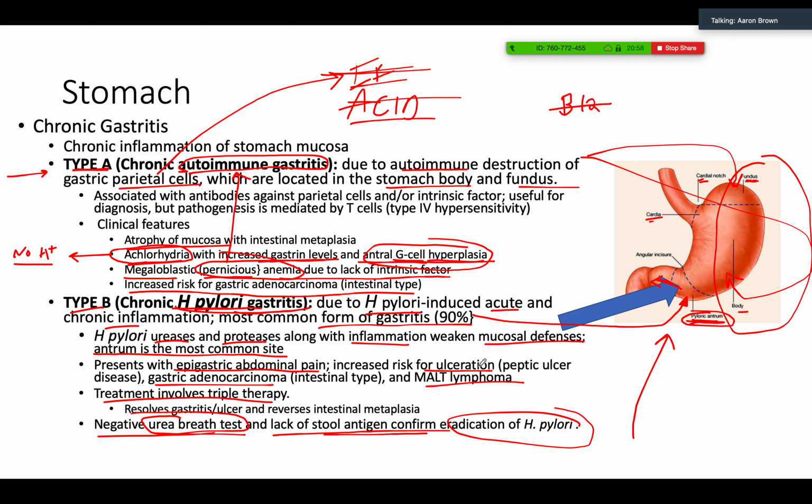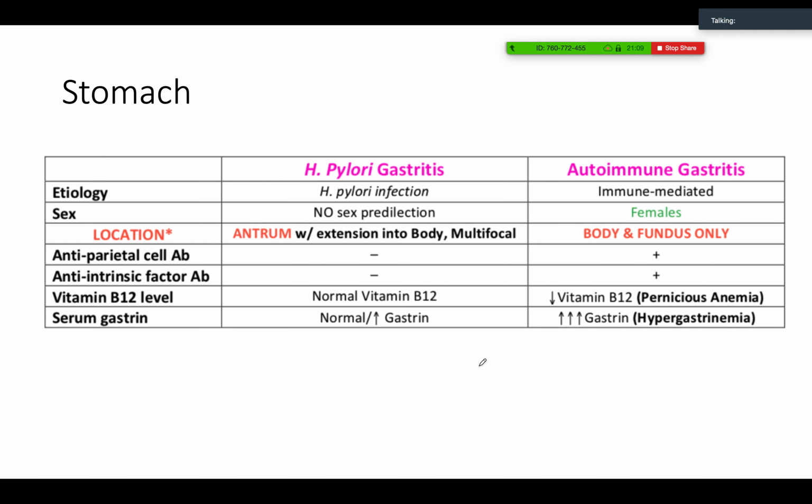Yes, just pointing out again, pyloric antrum for H. pylori, and then the body and fundus for chronic autoimmune gastritis. Okay, great. And so just really getting into some of these differences as well.